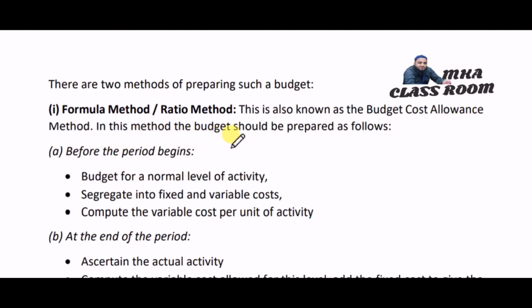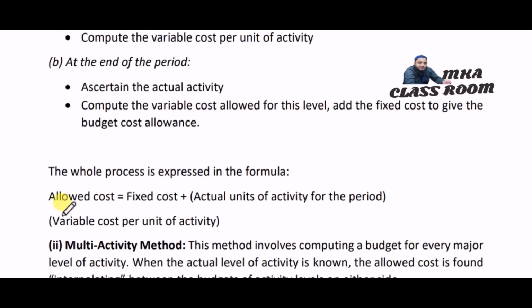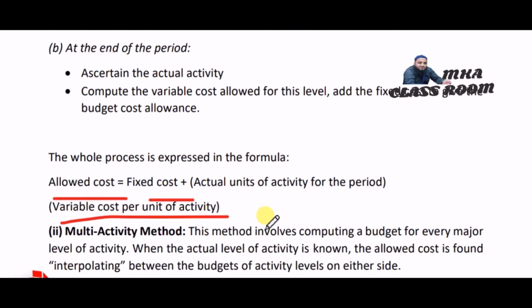In this method, the budget should be prepared as follows: before the period begins and at the end of the period. Before the period begins, the budget for a normal level of activity. Then the whole process is expressed in this formula: allowed cost equals fixed cost plus actual units of activity for the period times variable cost per unit of activity.